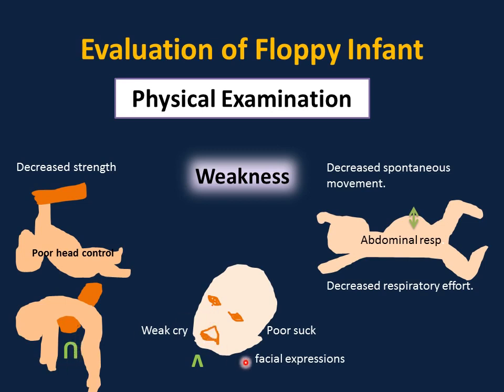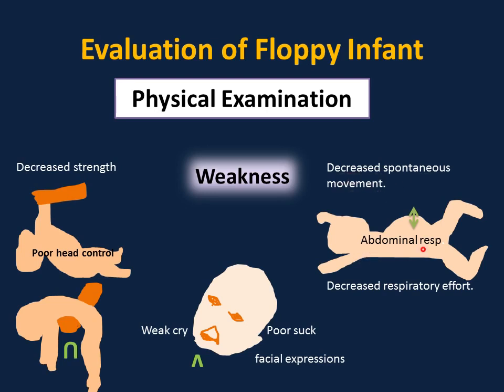If you look at the face, they have specific facial expressions with an inverted V-shaped lip. If you listen to their cry, they have a weak cry, poor suck, and poor feeding. Normally in a newborn infant, if you try to open the eyelid, it will be very difficult. In hypotonia, it will be very easy to open the eyelid with no resistance. Also, they have decreased spontaneous movements.